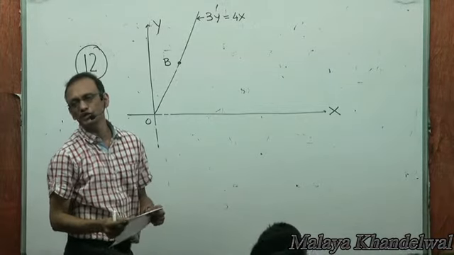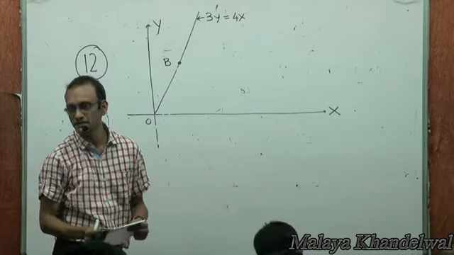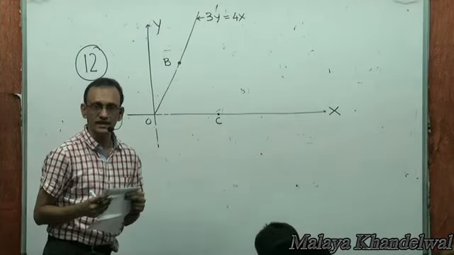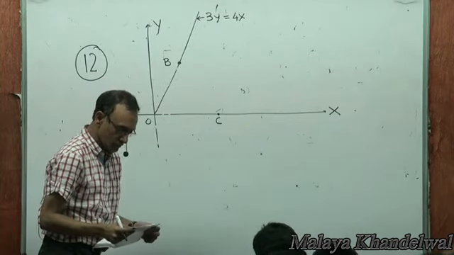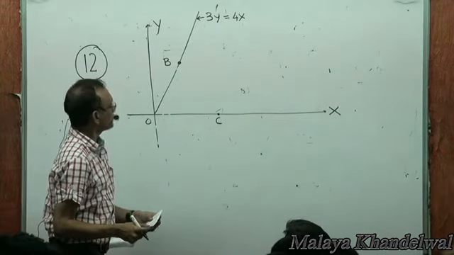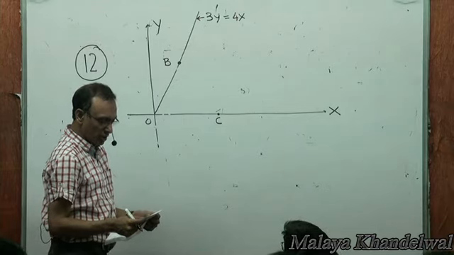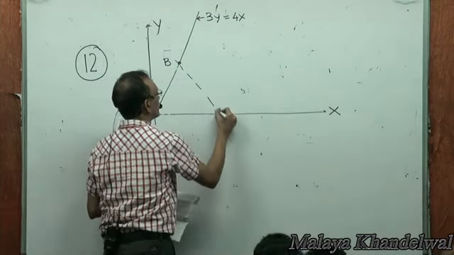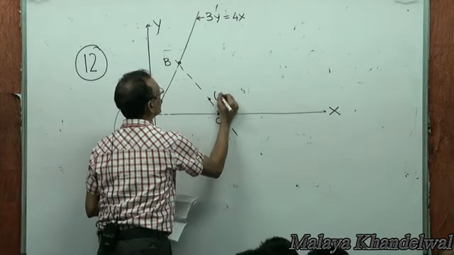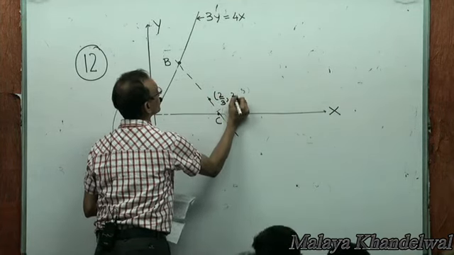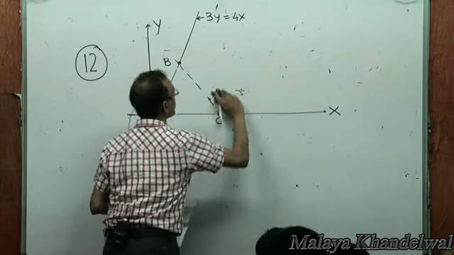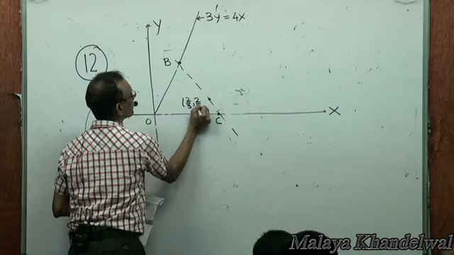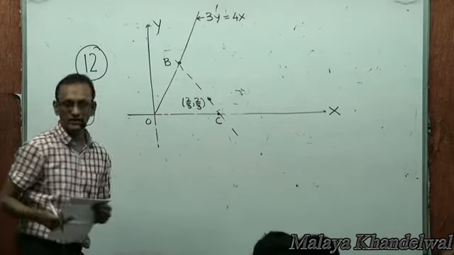And C lies on y equal to 0. Y equal to 0 is what? The x-axis. C lies on y equal to 0, that is the x-axis. The side BC passes through the point (2/3, 2/3).